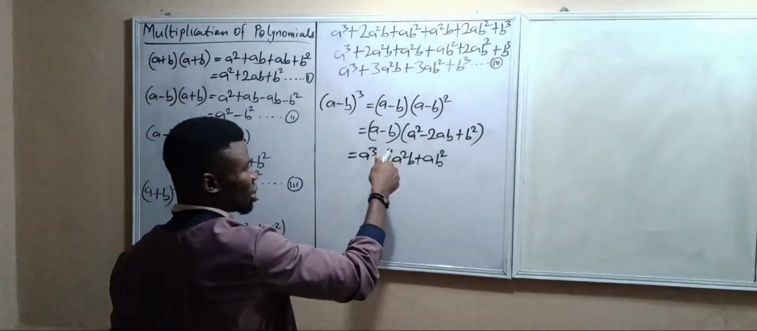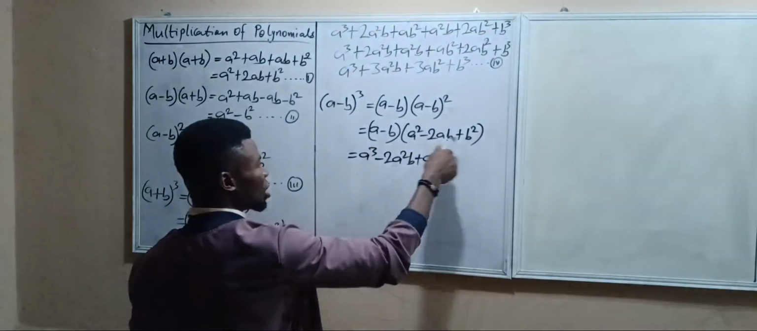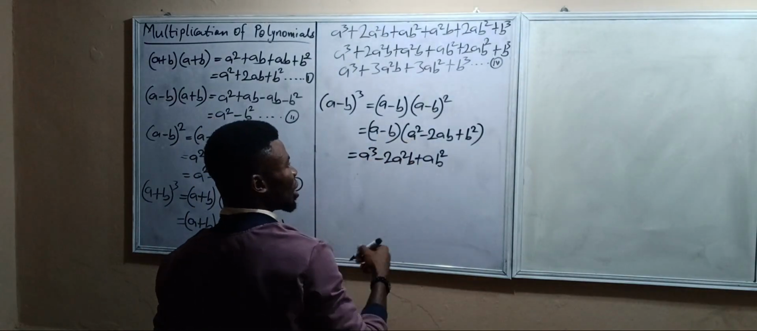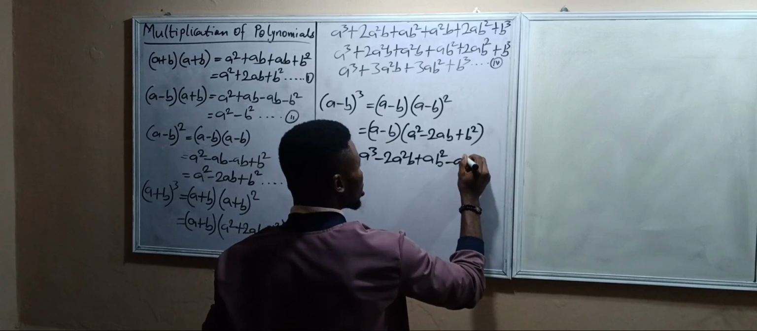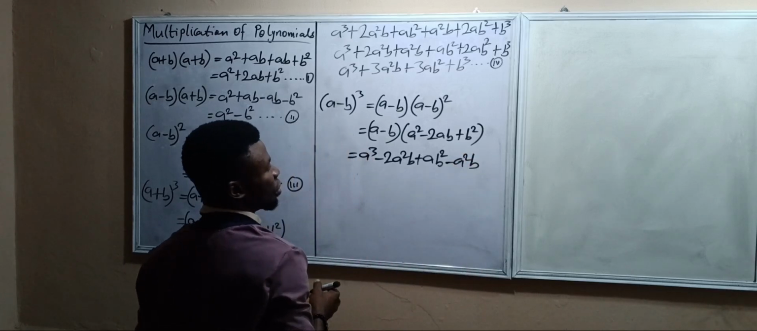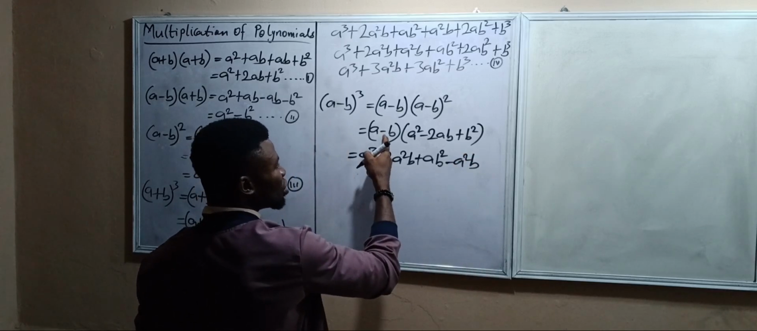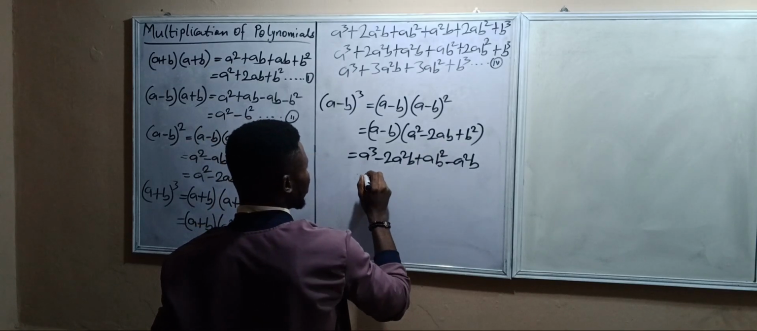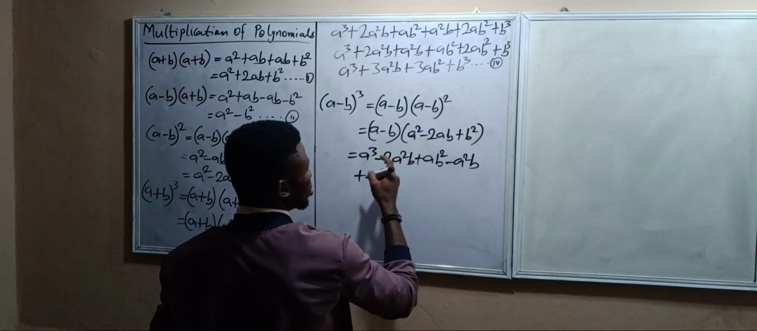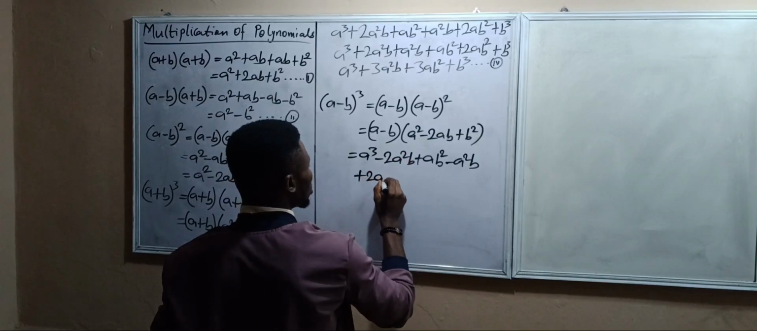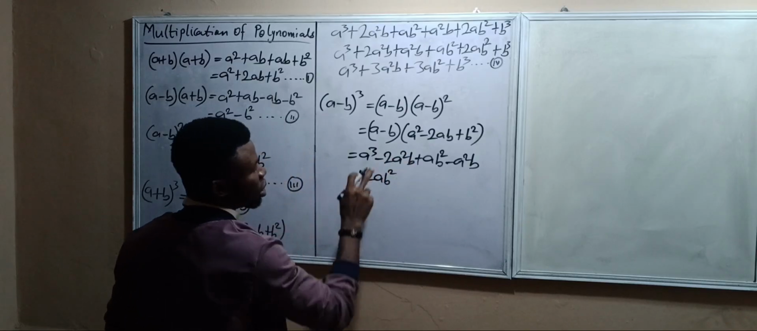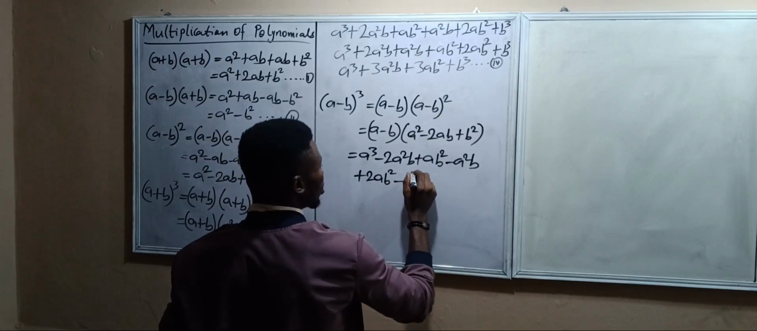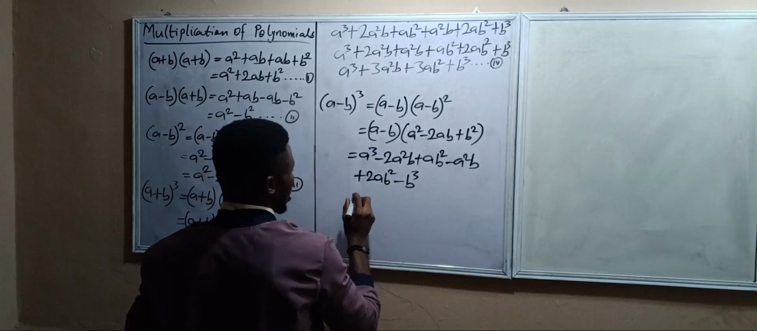Remember, this minus is for b. So anything you are multiplying here, you are also multiplying with this minus. Now −b multiplied by a² gives us −a²b. Now −b multiplied by −2ab will give us plus 2ab². Then −b times plus b² is −b³.